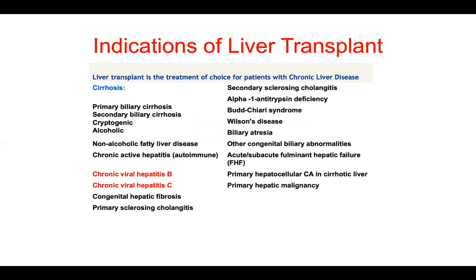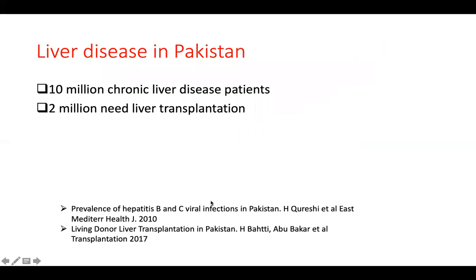In general, the indications for liver transplant, other than hepatitis C and HCC, the commonest one is Hep B, but then there are certain metabolic conditions and rare tumors which may require liver transplant as well. According to a survey, there are at least 10 million patients suffering from chronic liver disease, and 2 million at any given time frame require liver transplantation in Pakistan.